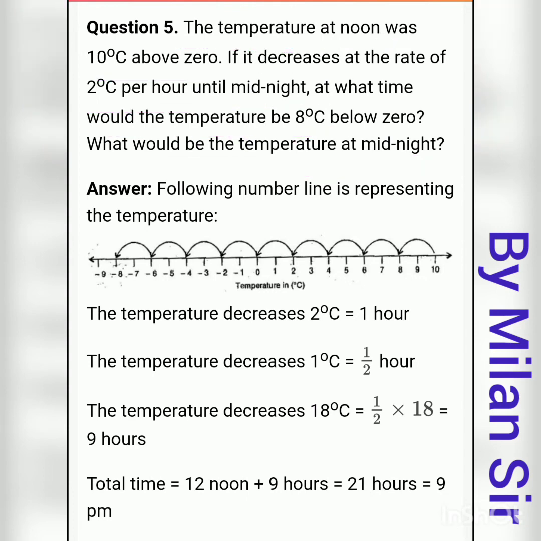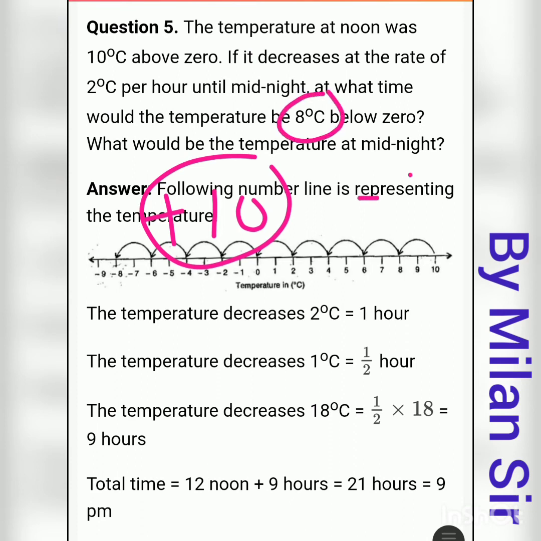So first of all, initial temperature is plus 10, right? And we want temperature below 0, 8 degrees Celsius. That means minus 8 degrees Celsius. So first of all, we need to find the difference between these two temperatures.